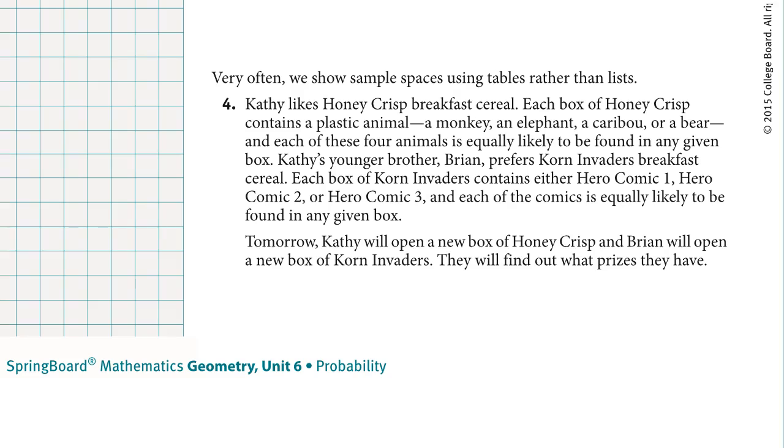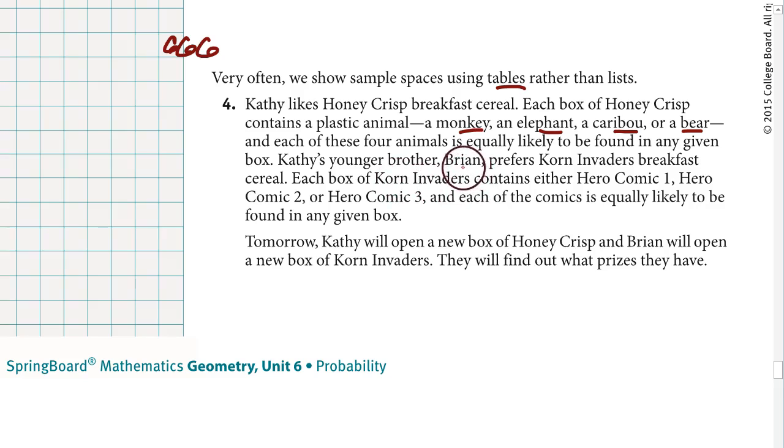In the previous lesson, we listed to show sample spaces. You might remember a situation where we wrote G, G, G to represent a family having 3 girls. You can also use a table to indicate sample spaces. Kathy likes Honeycrisp cereal. Each box of Honeycrisp has a plastic animal, a monkey, elephant, caribou, or bear. And each of the 4 animals is likely to be found.